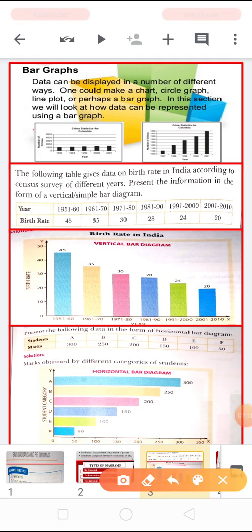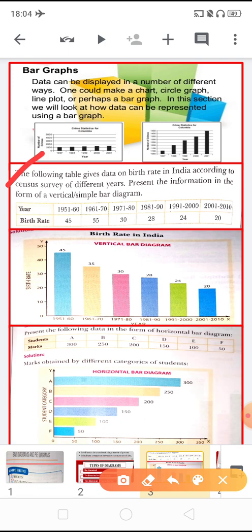So, children, we have a question in front of us, and the following table gives the data on the birth rate in India according to the census survey of different years. Now, this data we have to present in the form of bar diagrams. Children, one thing I want to clear here is that bar diagrams can be presented in the form of a vertical bar diagram and in the form of a horizontal bar diagram.